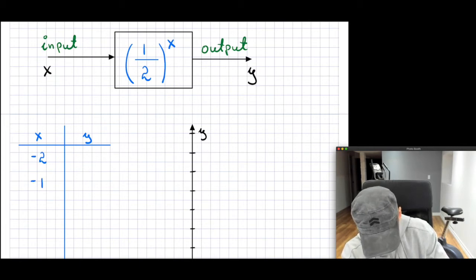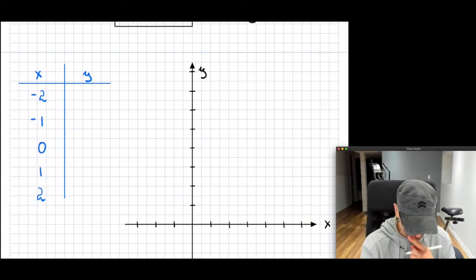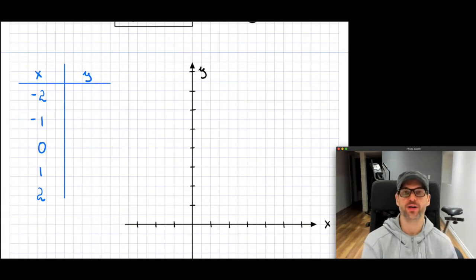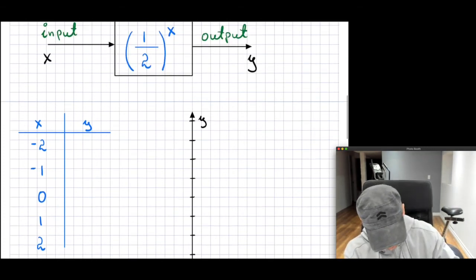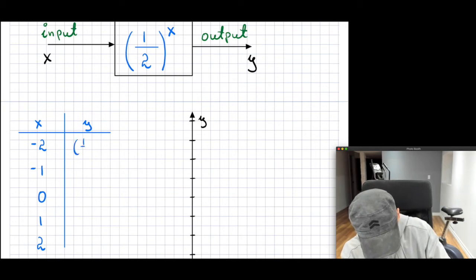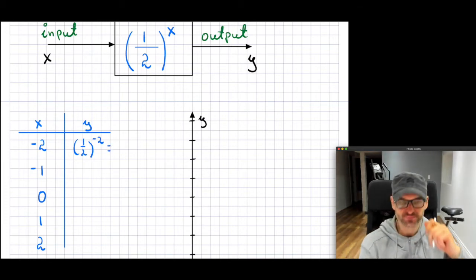I'm going to try it for 0. I'm going to try it for 1. We're going to try it for 2. And then we'll see if we need 3 there as well to try to get a gauge for this. So in this case, what I have is 1 over 2, and this is to the -2, what does this equal?